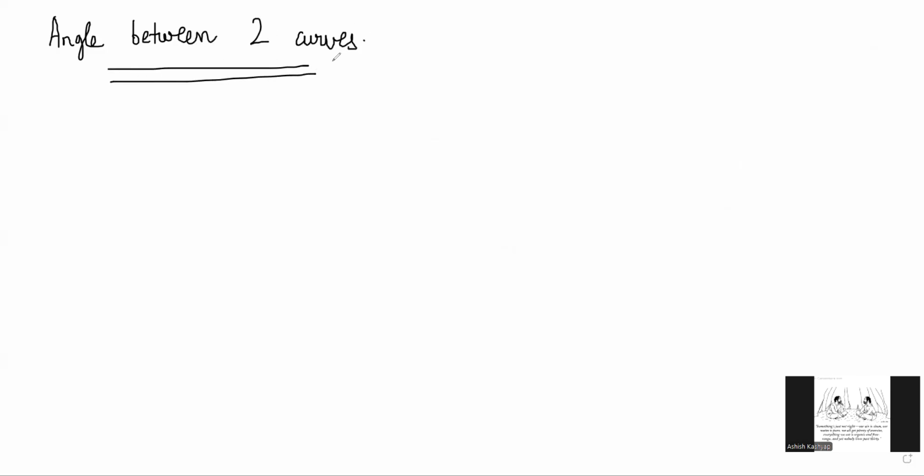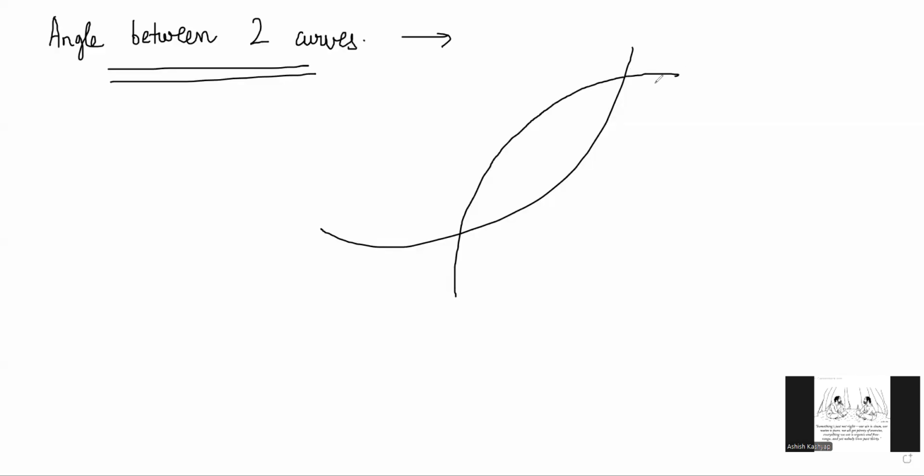The next topic is angle between two curves. And this is very important, not just in this particular topic, but also when we discuss circles, you will have to think about angle of intersection between two circles. So what is the angle between two curves? Let's say one curve is like this, another curve is like this. And these curves are intersecting at points P and Q.